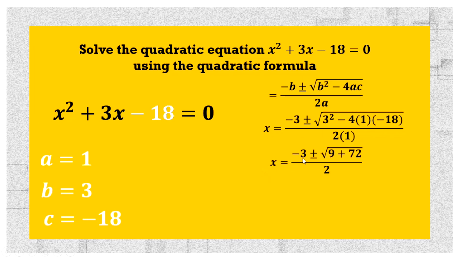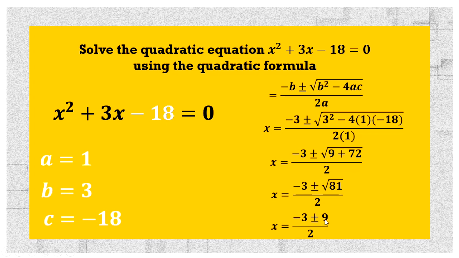Simplifying, we have negative 3, positive and negative square root of 3 squared is 9. Negative 4 times 1 is negative 4 times negative 18 is positive 72. All over 2 times 1 is 2. So, we have x equals negative 3 positive and negative square root of 81 over 2. And square root of 81, we have positive and negative 9.